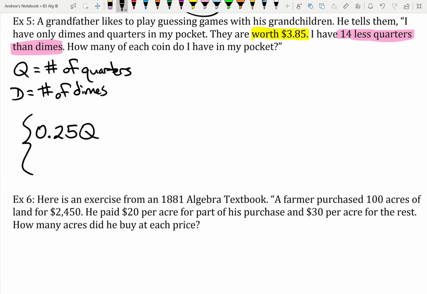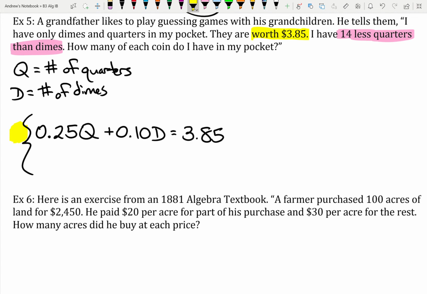We can do the same thing for the dimes, right? We're adding on the value of the dimes. The dimes are only worth 10 cents, and we're multiplying that by how many we had. If I had 3 dimes, 0.10 times 3 gives us 30 cents. Altogether, that comes out to be $3.85. So that's the equation for that little piece of information in yellow.